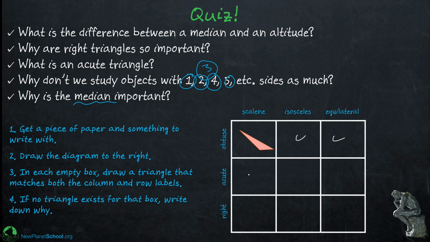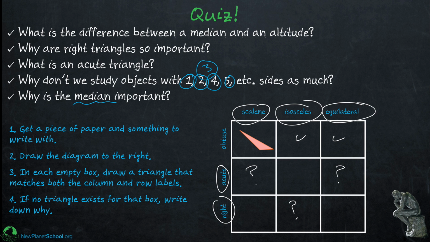I want you to draw a triangle that's both acute and scalene. What would that look like? What does a right isosceles triangle look like? Draw one. I want to see it. Acute equilateral. What does that look like? And if it doesn't exist, why doesn't it exist? Is it possible that some of these, it's just not possible? That's what I want you to think about.